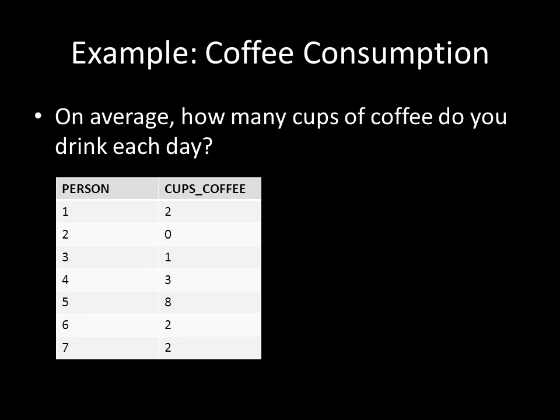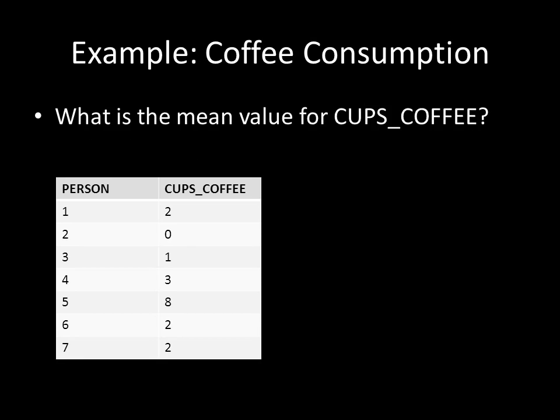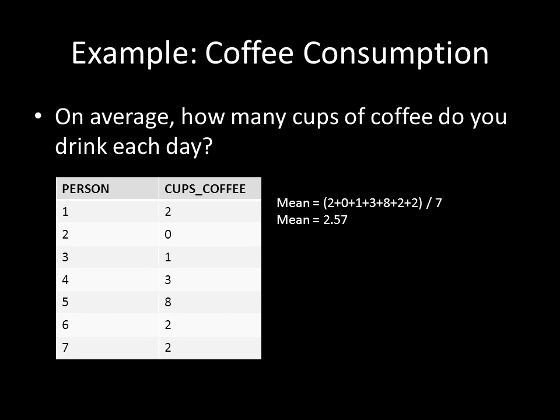In this case, we're going to use measures of central tendency to see if we can identify the center point within these values on this variable, cups of coffee. So what is the mean value for cups of coffee? To calculate the mean value for cups of coffee, we'll add each of the values for the cups of coffee variable and divide it by the total number of values. And that was 7. There were 7 values.